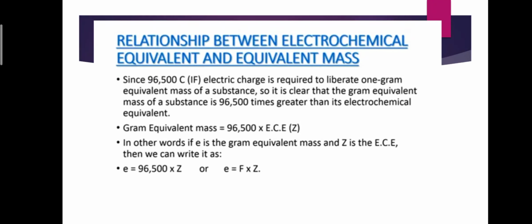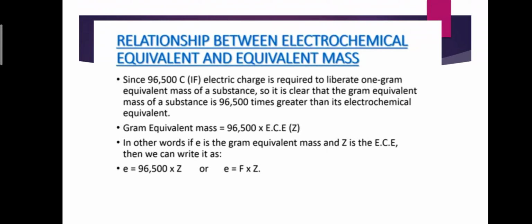Now, the relationship between electrochemical equivalent and equivalent mass. Since 96,500 coulomb is equal to 1 Faraday, electric charge is required to liberate 1 gram equivalent mass of a substance. So it is clear that the gram equivalent mass of a substance is 96,500 times greater than its electrochemical equivalent.